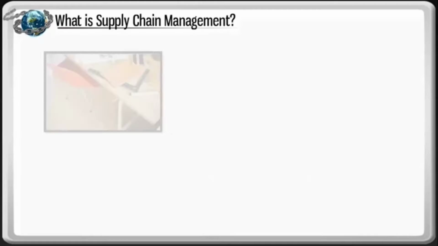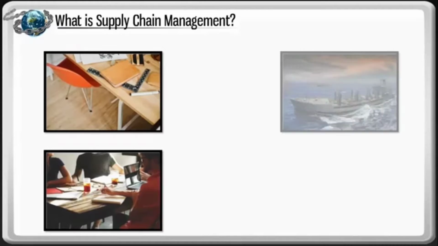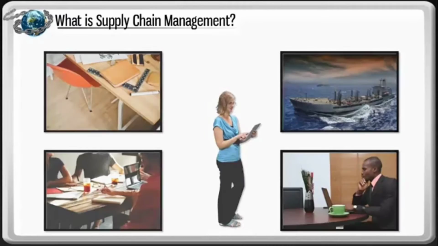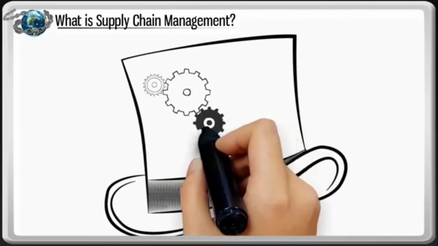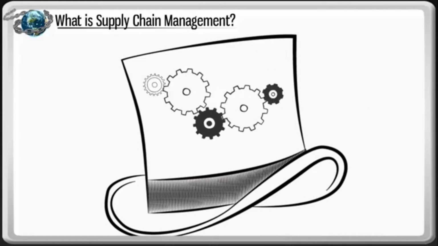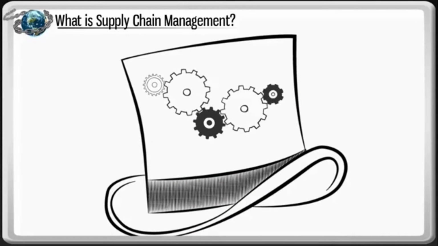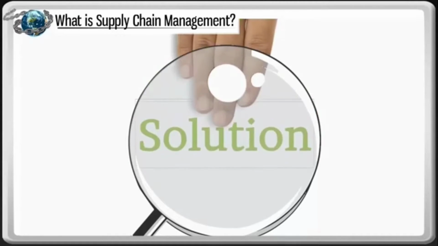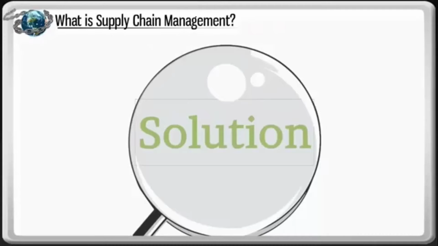It includes the design, planning, execution, control, and monitoring of supply chain activities. The role of supply chain professionals is to put on their creative thinking caps and collaborate with various areas within the organization to identify the problem and find a solution that prevents the breakdown from happening again.